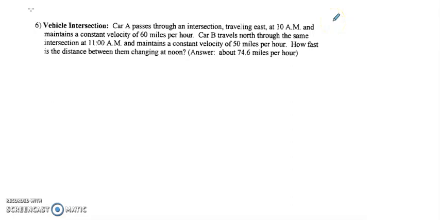All right, the vehicle intersection problem is commonly thought of as one of the more complicated related rates problems, mostly because you have to figure out what the picture looks like. So you've got an intersection. We'll just draw it right here.